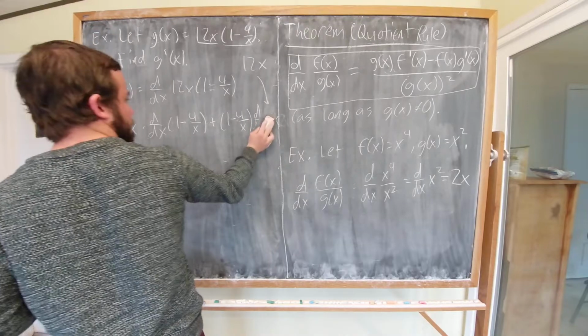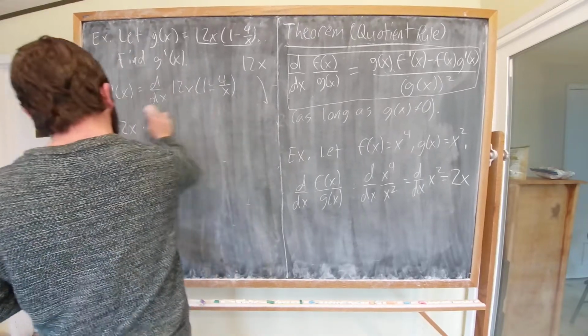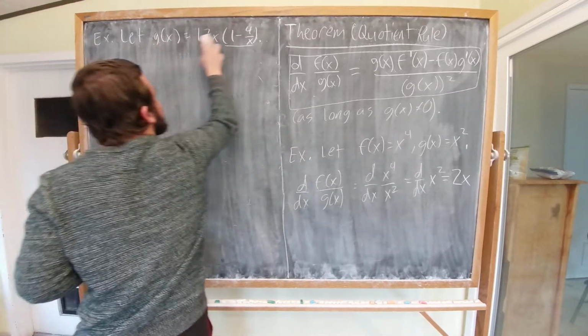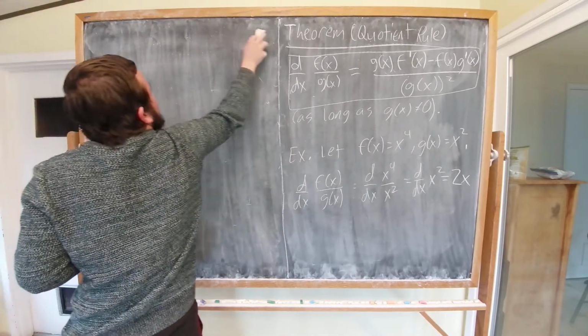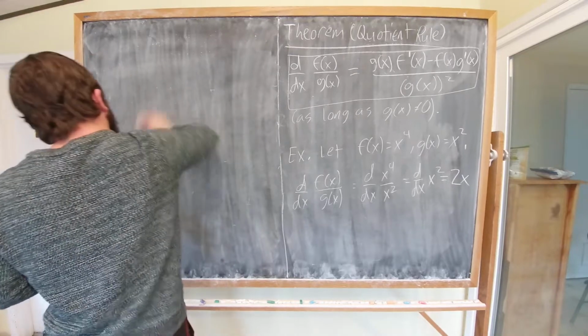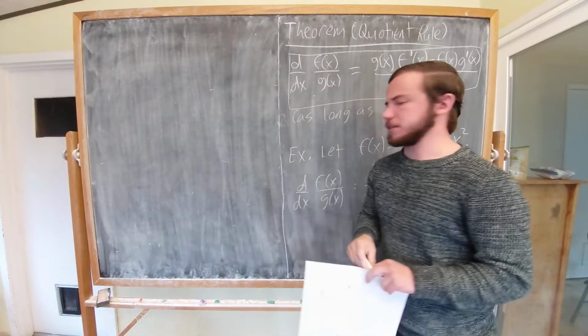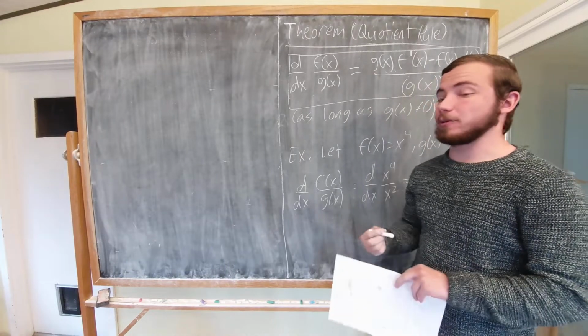I'm pretty sure your book also has a proof of the product and quotient rules, so take a gander at that if you want. But I don't think the proof is particularly illuminating, so I'm not going to do it myself.